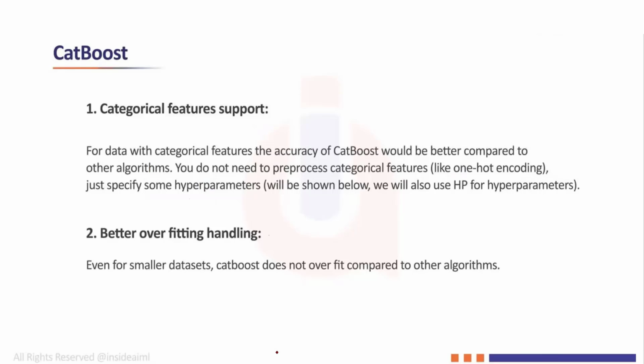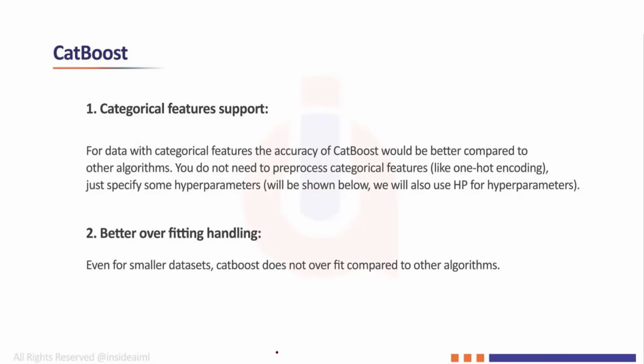All right. Another algorithm which came in is called CatBoost. Basically, if the parameters are numerical, XGBoost and LightGBM work better. But CatBoost particularly came in because the earlier models were not handling categorical features well. So that's why the name CatBoost.